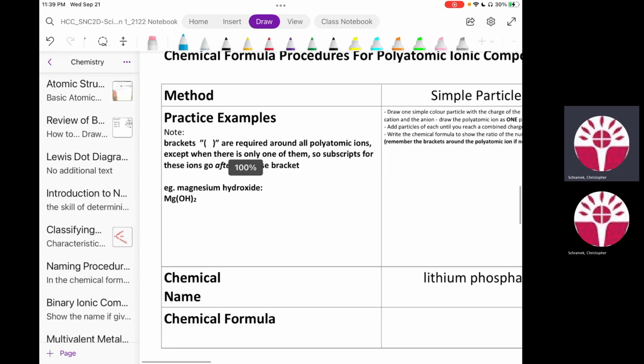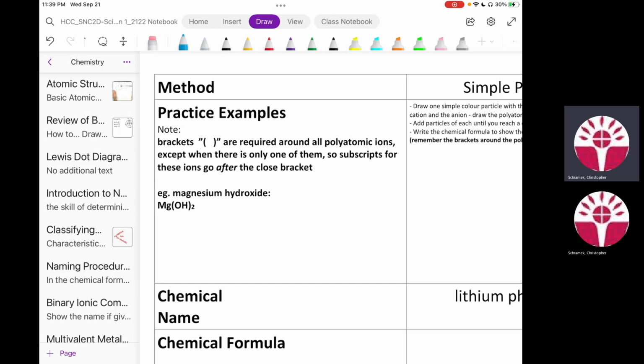Now, there's a weird little rule here. Check this out. Brackets are required around all polyatomic ions except when there is only one of them. So subscripts for these ions go after the closed bracket. And if you don't know what the closed bracket is, okay, the closed bracket is that bracket there, right? So if we look at magnesium, for example, maybe silver is not the right color for this bit. Let's do just closed bracket is this one right here. Okay, magnesium, I'm going to use silver, and then hydroxide, we use red.